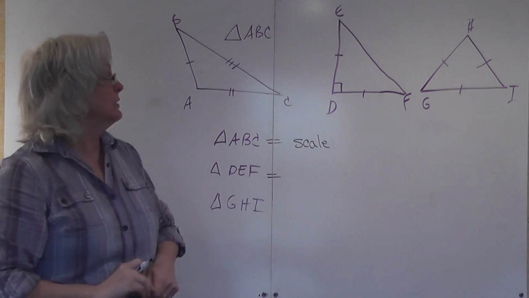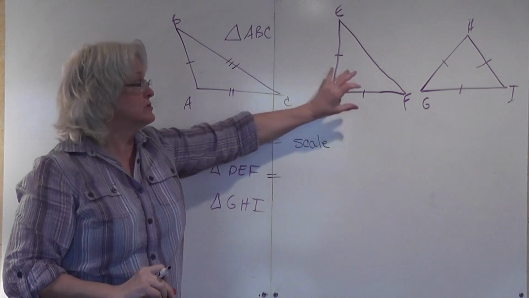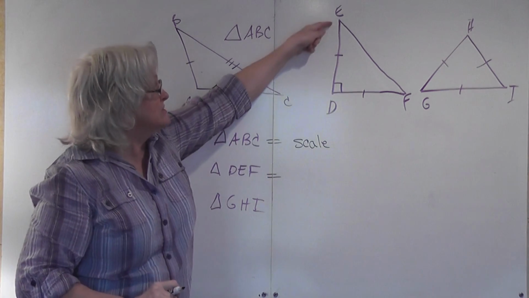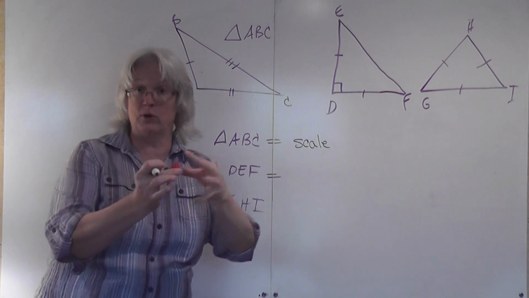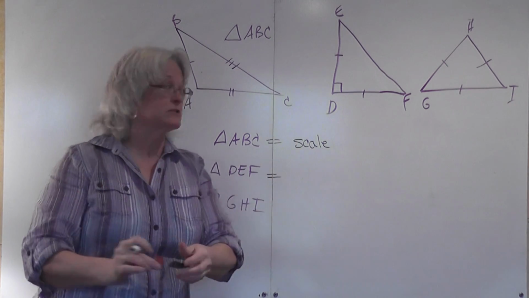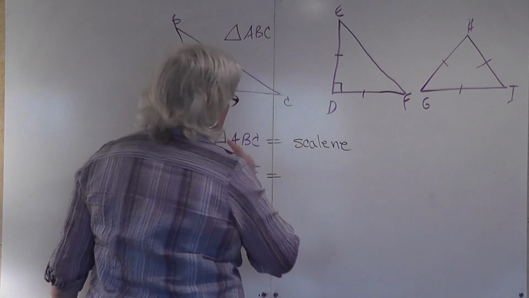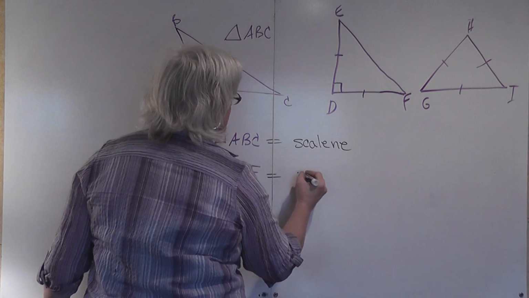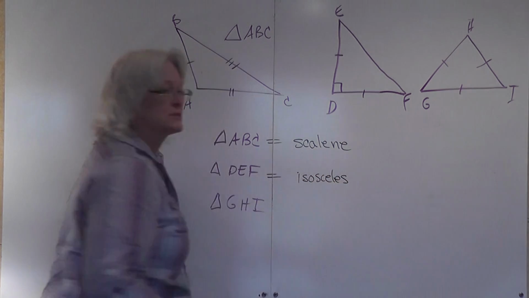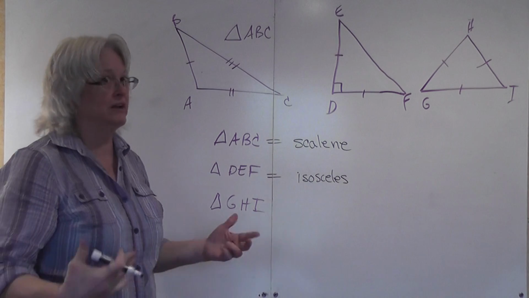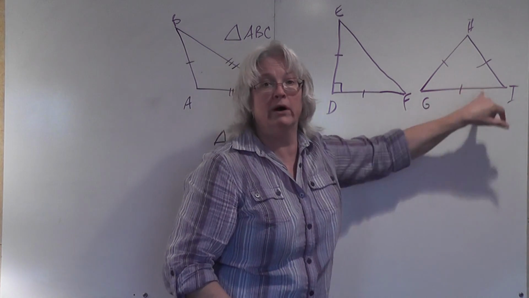What about this one? We look at these hash marks here, 1 hash mark, 2. So what does that tell us? It tells us that line segment ED and line segment DF, those two sides of the triangle, are the same. So that means that triangle DEF is an isosceles triangle. Remember, that's pronounced isosceles. And you're seeing a pattern here, but you still have to verify 1, 1, and 1.